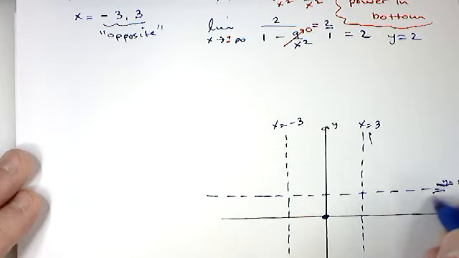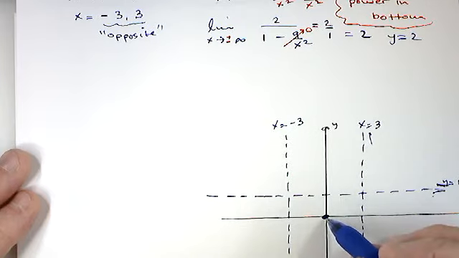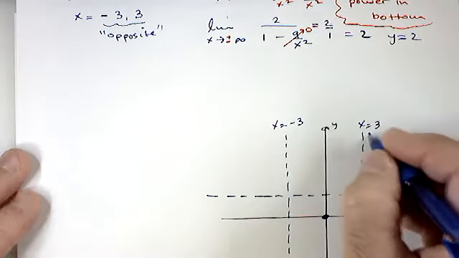If the graph had to go from here to here, do you see that there would be another x-intercept? It would have to cross the x-axis. But we know that there was only one x-intercept, which was 0. So it can't be the bottom. It has to be this.